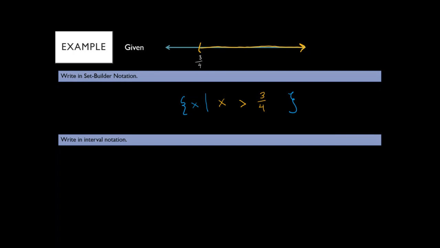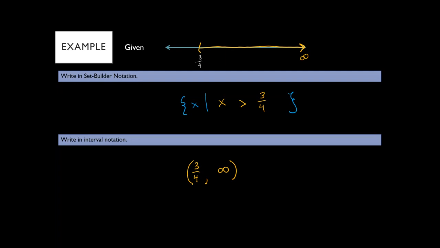Next is interval notation. So I just look at my graph here. I'm starting at 3/4 and I have a parenthesis. I don't have infinity labeled, but you can put that in. We're shading all the way to the end, which is infinity, and that always has a parenthesis. So then I can do my interval notation, where we've got parentheses on both ends and we've got 3/4 to infinity.